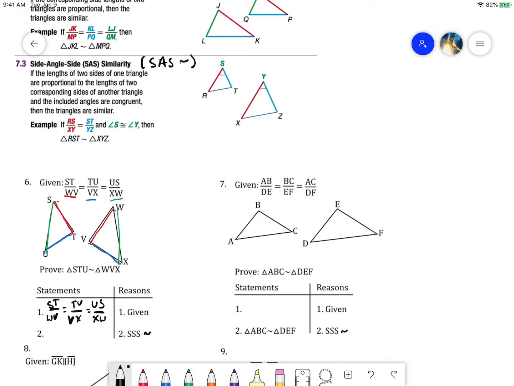This is just one step proving it. Those triangles are similar using side, side, side similarity. So triangle STU is similar to triangle WVX, because again, we have all three sides proportional.